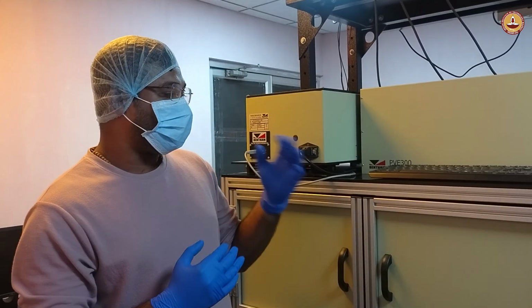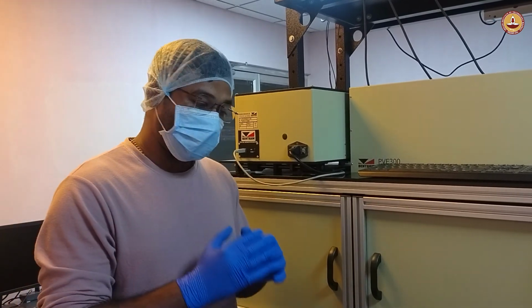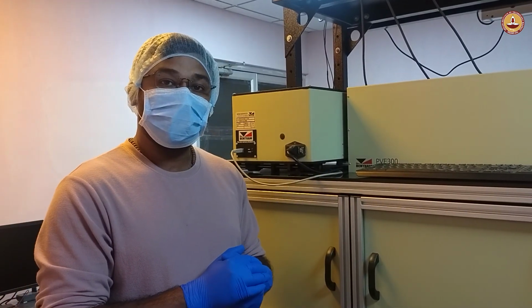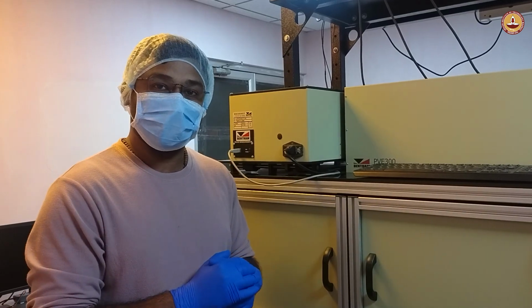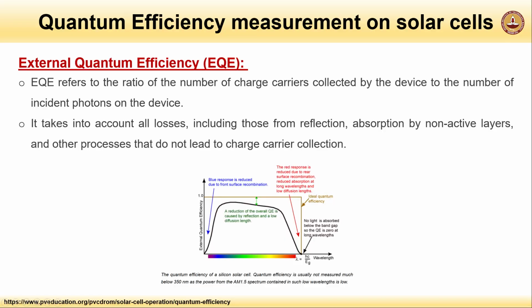Today I'll be demonstrating the process of quantum efficiency measurement. External quantum efficiency measurement is a key parameter used to evaluate the performance of a solar cell. It indicates how efficiently the device converts incident photons to electrons at each wavelength.